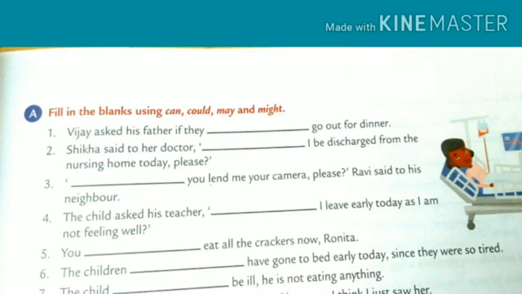Fourth one, the child asked his teacher, dash, I leave early today as I am not feeling well. The child said to the teacher politely, may I leave early today as I am not feeling well. And also it is asking for the possibility in the present, may I leave early today. So we used may here.